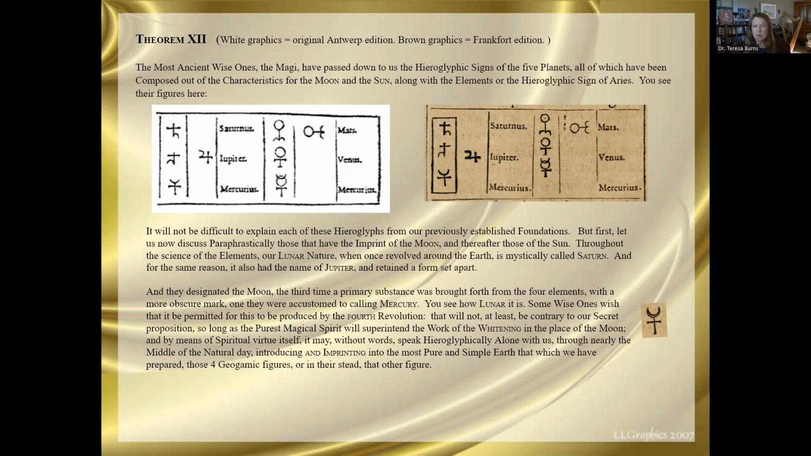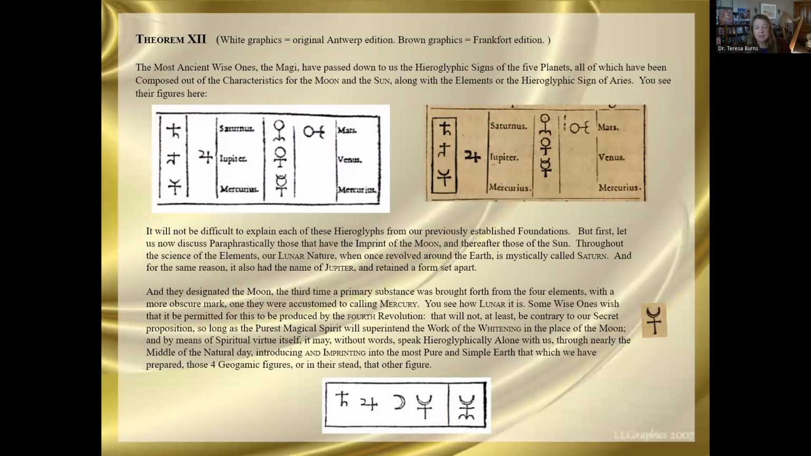Oh, what is that? So long as the purest magical spirit will superintend the work of the whitening in the place of the moon, and by means of spiritual virtue itself, it may, without words, speak hieroglyphically, alone with us, through nearly the middle of the natural day, and introducing and imprinting into the most pure and simple earth that which we have prepared, those 4 geogamic figures, or in their stead, that other figure. And then you get a drawing of these at the bottom. These 4 geogamic figures and this other figure.